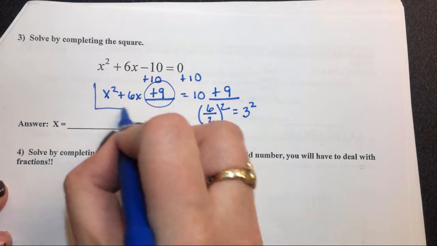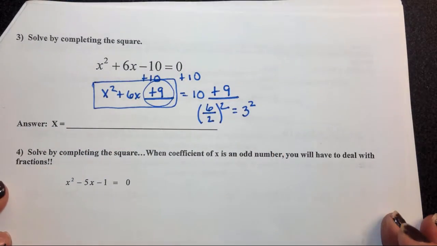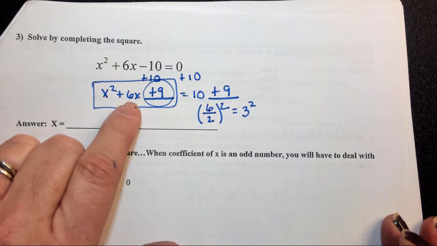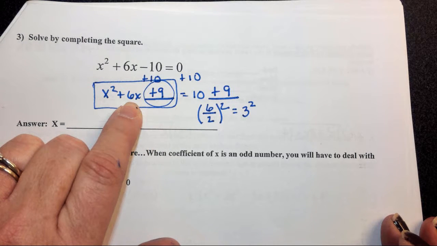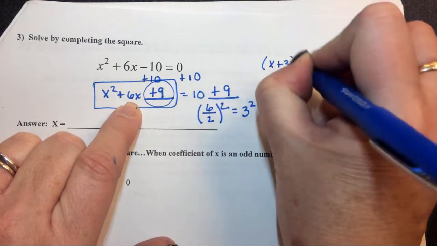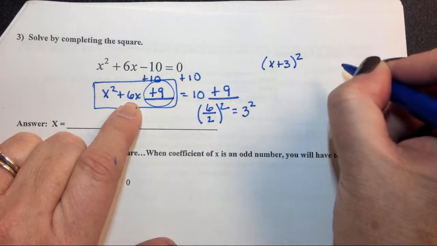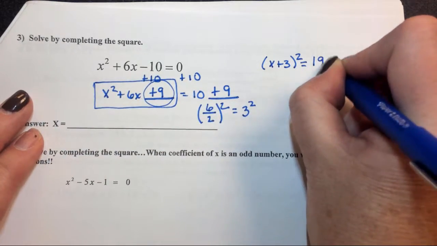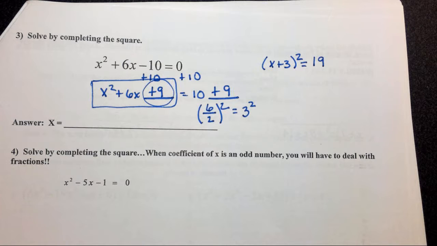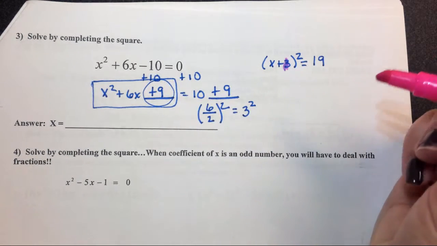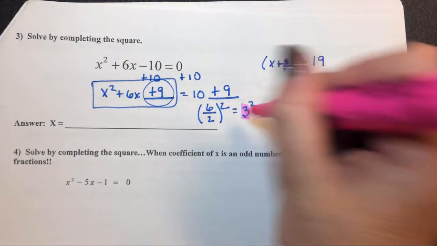So now, like I said, you should have a trinomial that you can factor into a binomial squared. What are your factors of 9 that add together give you 6? 3. So I can write it as x plus 3 times x plus 3, or x plus 3 to the second. Equals what? What is 10 plus 9? 19. Now notice, when you factored it, you told me we factored into x plus 3. Notice the 3. What number did you end up squaring?